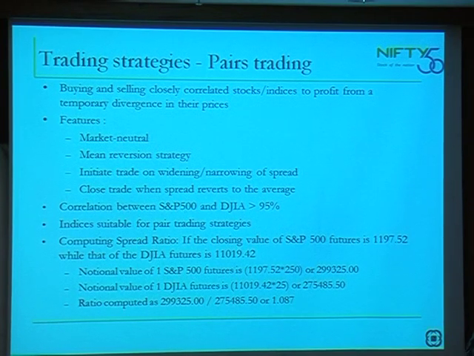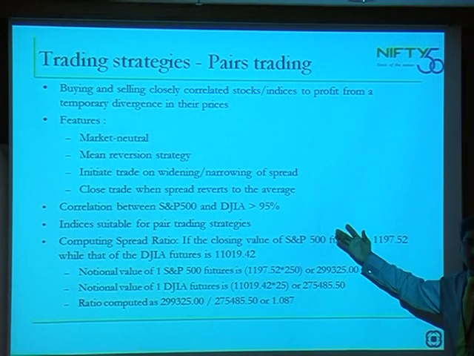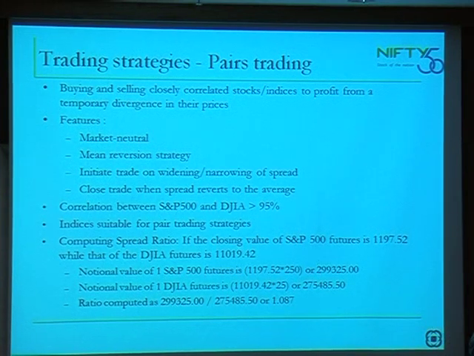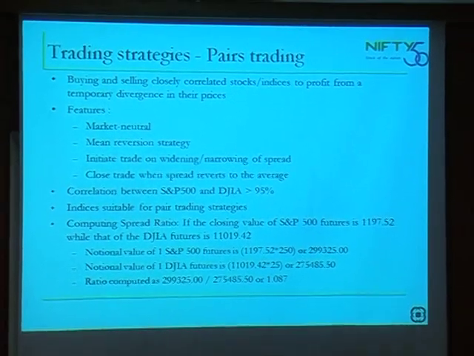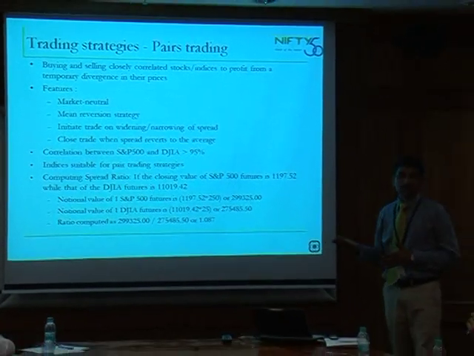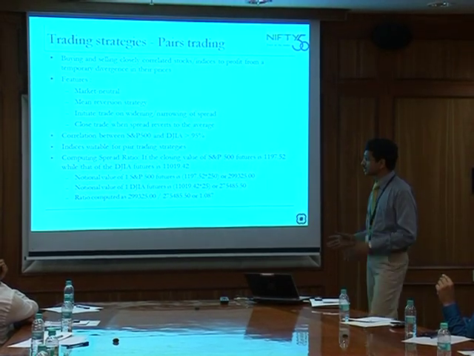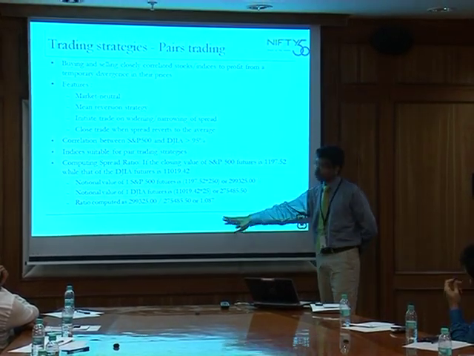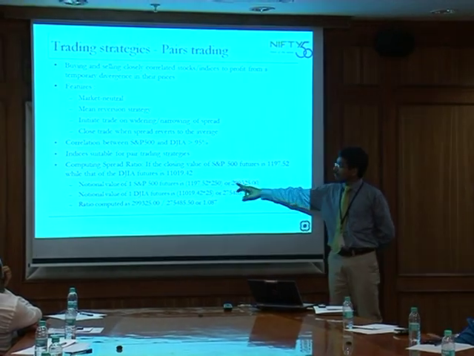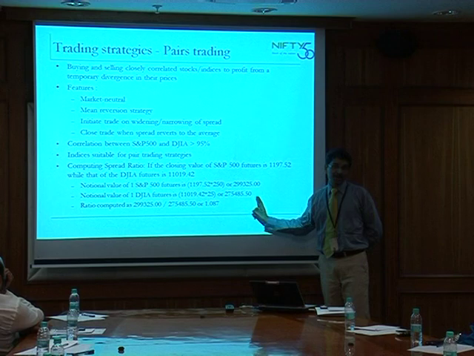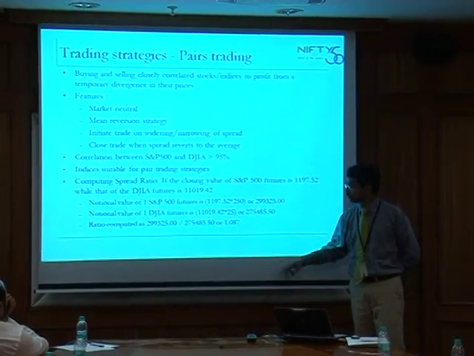Pair trading is market neutral, we all know that. It's a mean reversion strategy. You get into a trade wherever you feel, based on your analysis and past data, that the ratio of these indices is diverging from its mean or known behavior. You take positions, and when the mean comes back, you reverse positions. It's a very simple strategy. The only thing is, how will you calculate the ratio? The ratio is the value of S&P divided by the contract value of Dow Jones, which will give you a number.